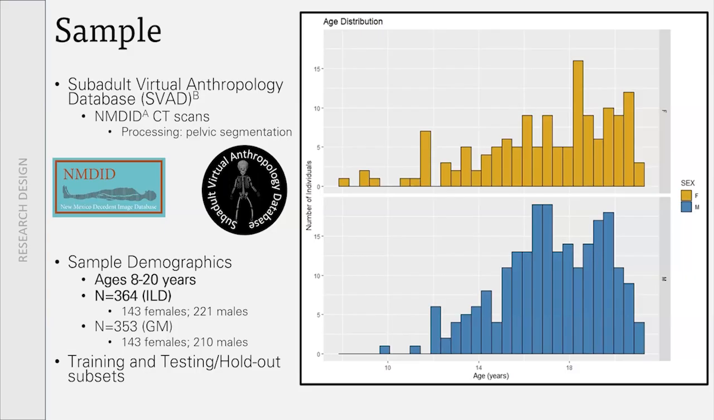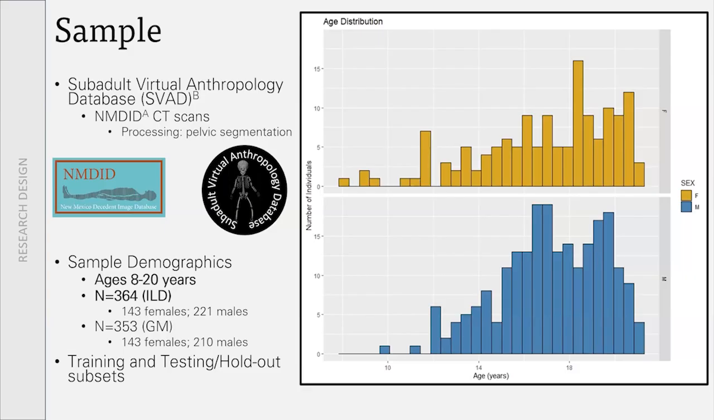scans provided by NMDID. Therefore, the biological or skeletal sex in this study follows a binary model used by the medical examiner's office. The selection criteria resulted in a sample of 364 individuals, with 143 females and 221 males. Depending on the method, the sample size did change slightly. The age range produced from the selection criteria was from 8 to 20 years, with the majority of individuals 12 years and older, which can be seen in the age distribution plot shown here. Both a training and testing or holdout subset were generated from that total sample.